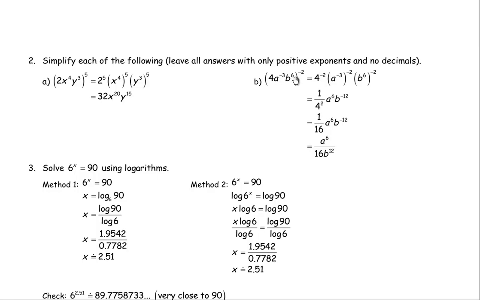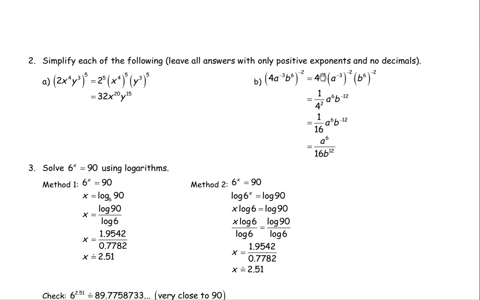For b here, we're evaluating 4a to the negative 3, b to the 6, raised to the power of negative 2. So all 3 of these things get raised to the power of negative 2. So 4 to the negative 2, the a to the negative 3 to the negative 2, and the b to the 6 to the negative 2.